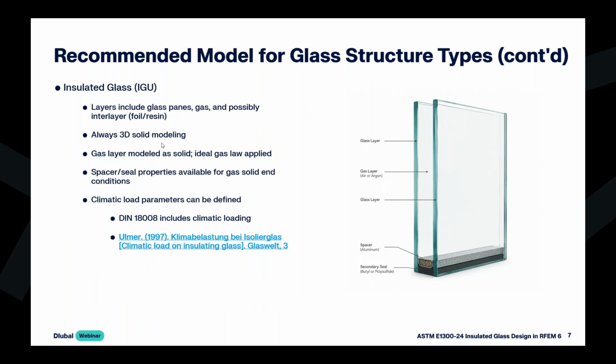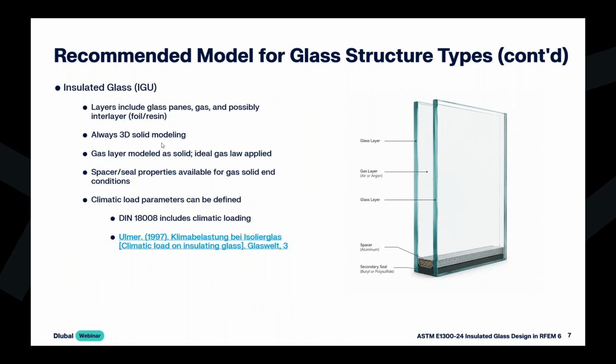Now, we also have the ability to define in RFEM the spacer and seal properties for the gas solid end conditions. We'll talk about this a little bit later on in the PowerPoint as well. And finally, when we have something like insulated glass, we typically want to take into consideration climatic loads. So this is altitude, temperature, and atmospheric pressure differences.